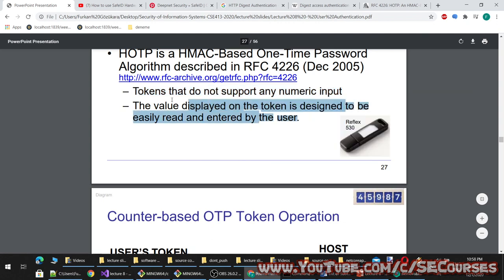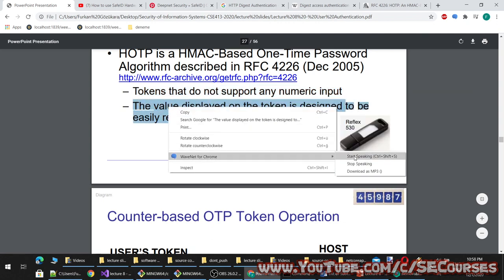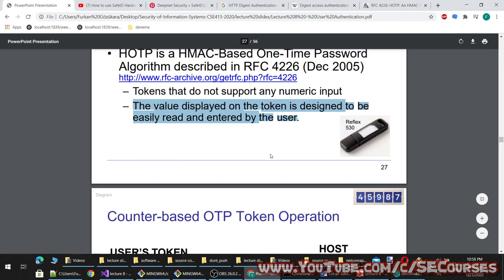Tokens that do not support any numeric input. The value displayed on the token is designed to be easily read and entered by the user.